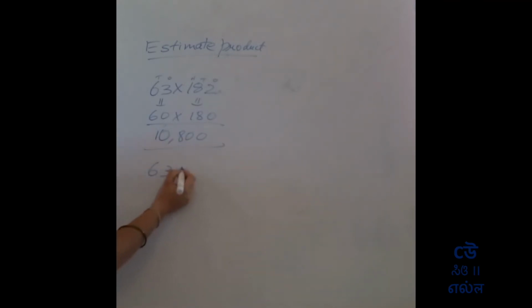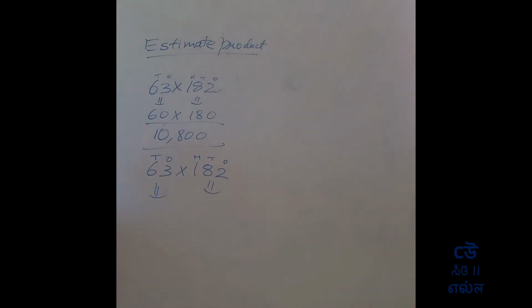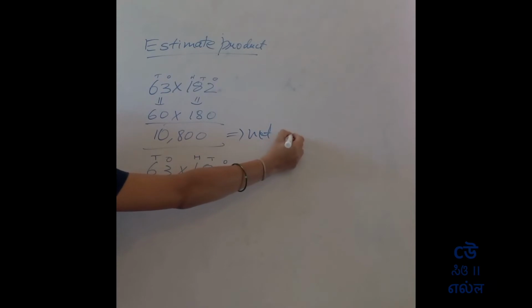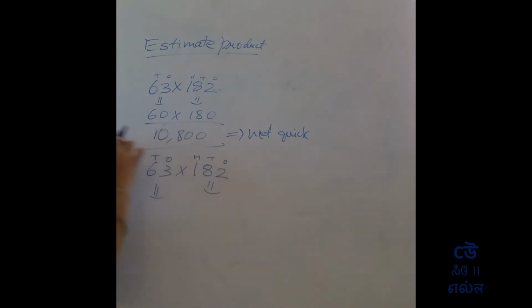For example, 63 into 182. We have ones place, tens place. Here we have ones, tens and hundreds. So this will not be quick. To find this answer, it is not very quick.